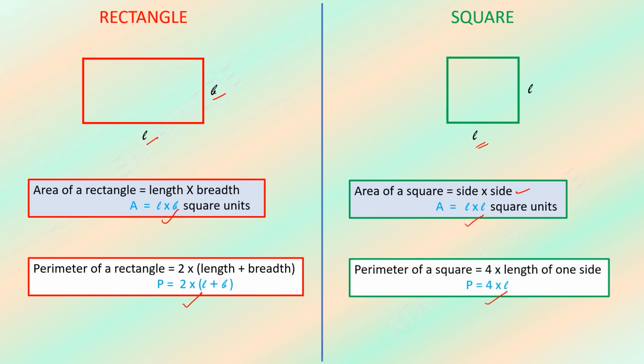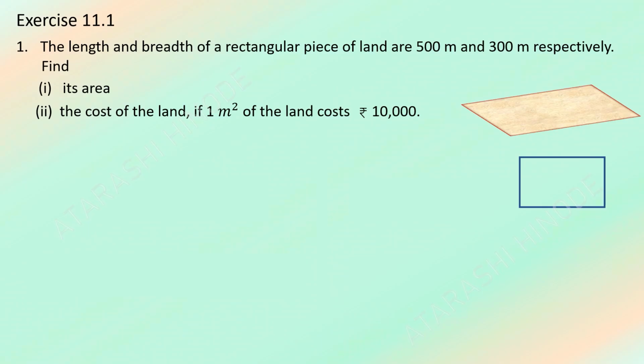Now let us start solving the questions. This is the first question from exercise 11.1. Here the question is, the length and breadth of a rectangular piece of land are 500 meter and 300 meter respectively. Find its area and the cost of the land if 1 meter square of the land costs rupees 10,000. That is, in the first part we have to find the area of the land and the second part is to find the cost of the land.